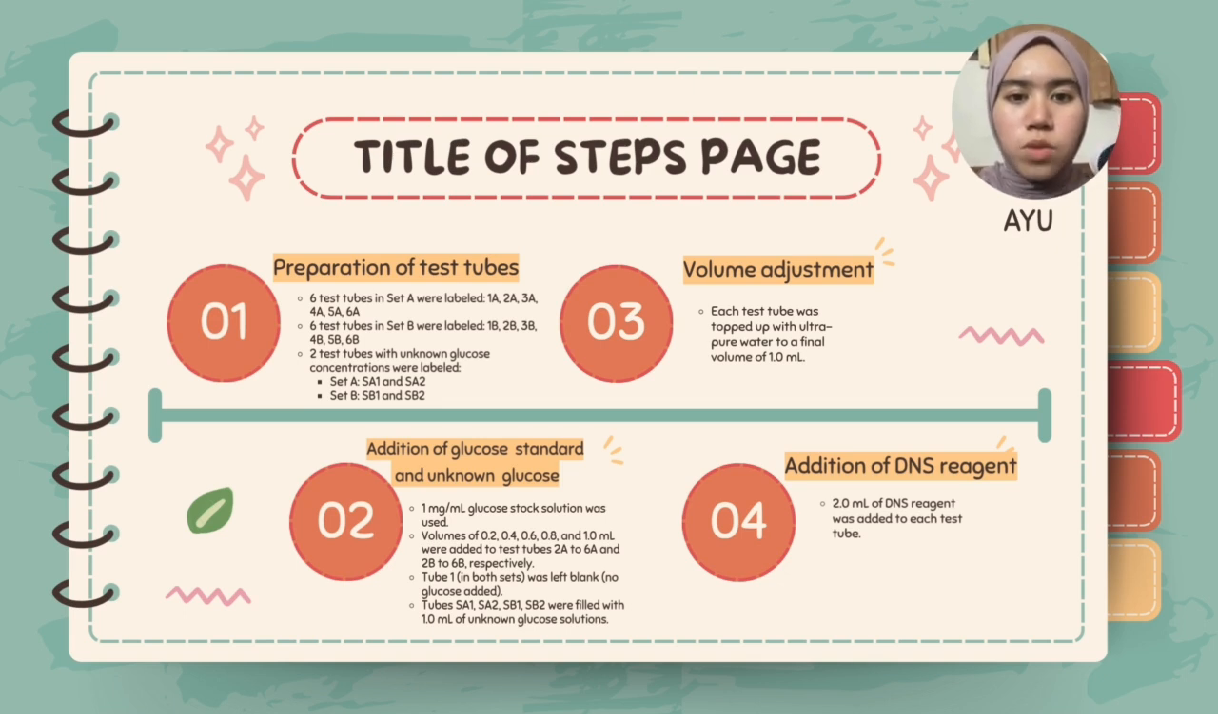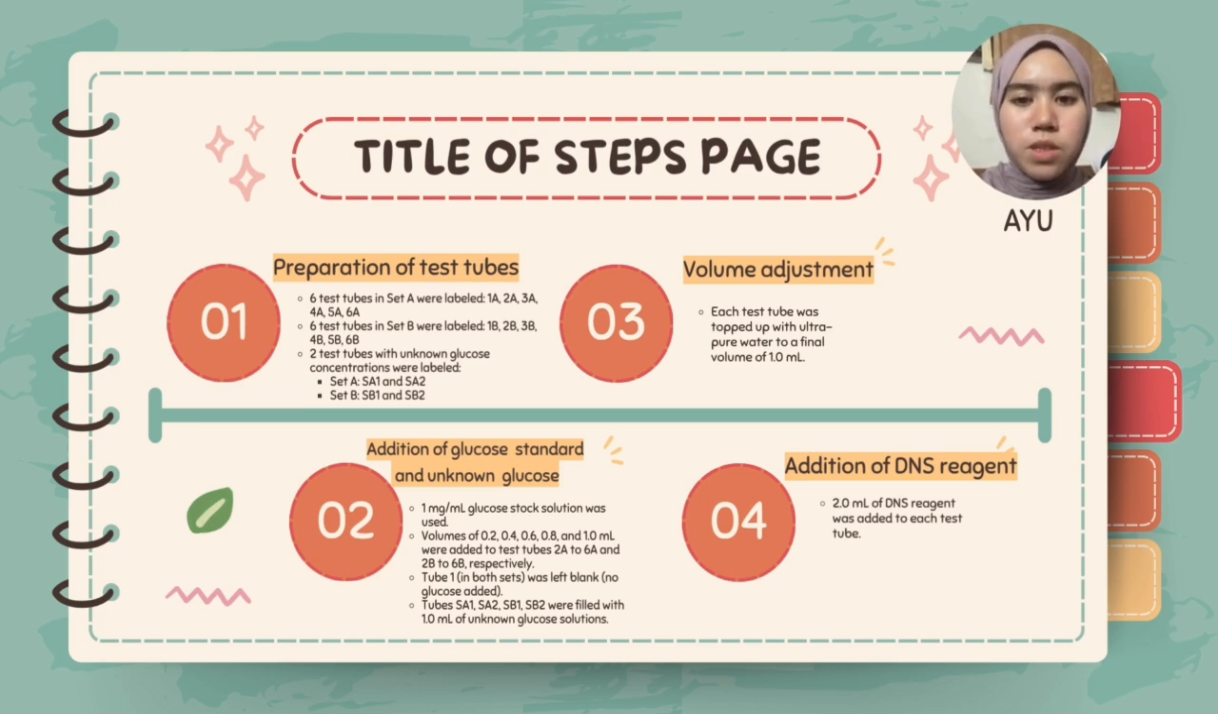Second, addition of glucose standard and unknown glucose. 1 mg per ml glucose stock solution was used. Volumes of 0.2, 0.4, 0.6, 0.8, and 1 ml were added to test tubes 2A to 6A and 2B to 6B respectively. Tube 1 in both sets was left blank, with no glucose added. Tubes SA1, SA2, SB1, SB2 were filled with 1 ml of unknown glucose solution.